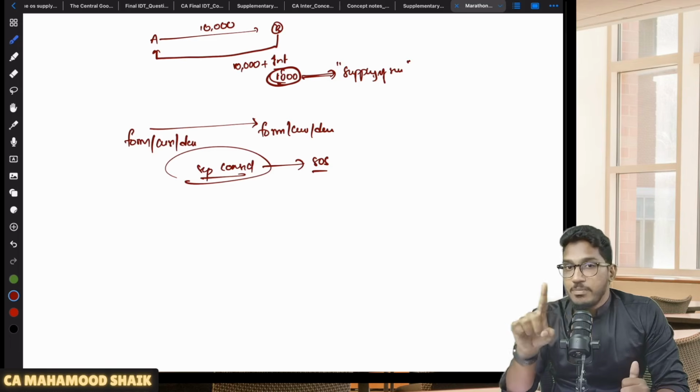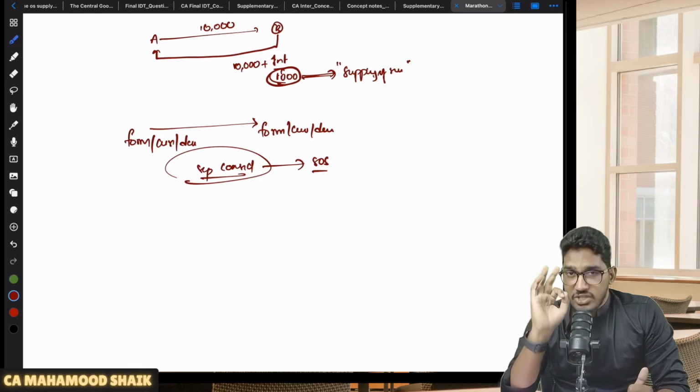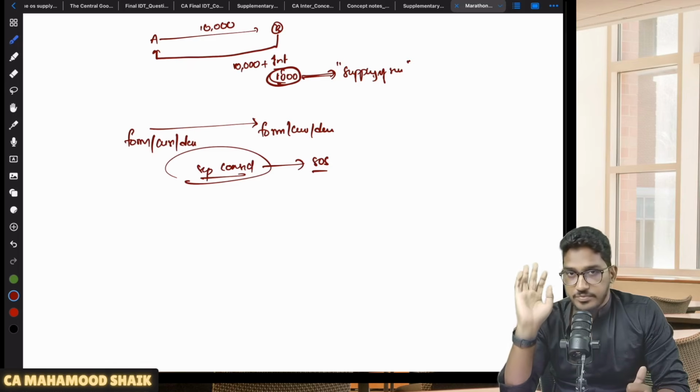Able to understand? So money in itself is neither goods nor services, but activities relating to conversion of money from one form to another form, from one currency to another currency, from one denomination to another denomination, for which a separate consideration is getting charged, that separate consideration amount will be considered as supply of service. Understood? Clear and comfortable? Next.